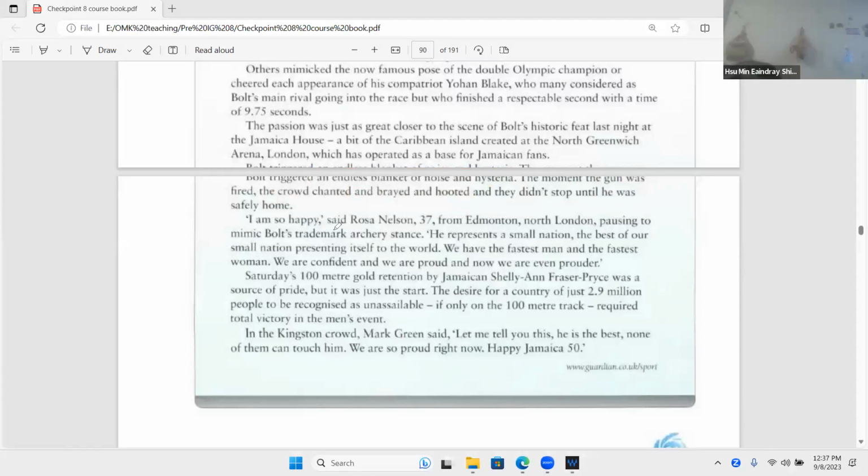"I'm so happy," said Rosa Nelson, 37, from Edmonton, North London, posing to mimic Bolt's trademark archery stance. "We represent a small nation, the best of our small nation, presenting itself to the world. We have the fastest man and the fastest woman. We are confident and we are proud, and now we are even prouder."